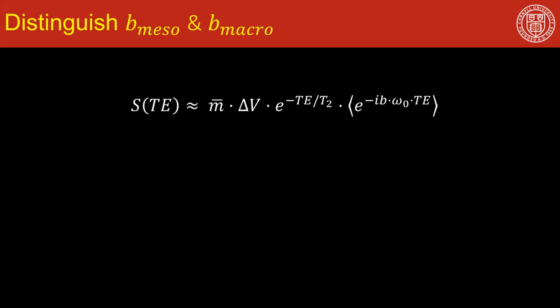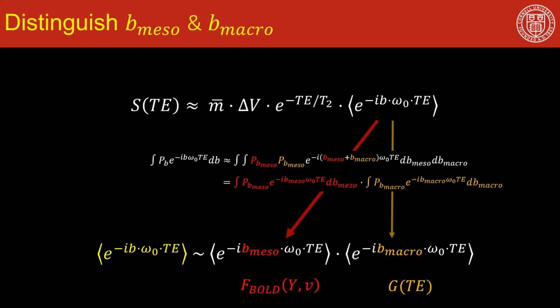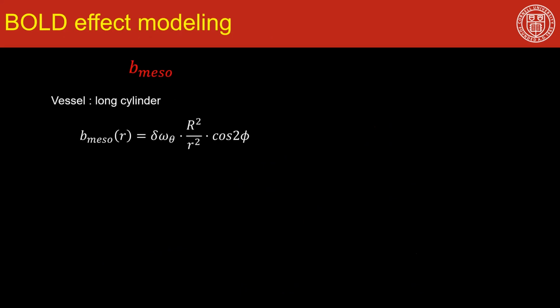And how can we distinguish those two? First, b is the sum of b meso and b macro. Since b meso and b macro are on such different scales, we can say the probability distributions of b meso and b macro are independent. So the integral can be divided into a multiplication of two integrals. It means we can treat the signal contributions from the mesoscopic field and macroscopic field independently. I'll talk about how the signal equation can be modeled with these two fields.